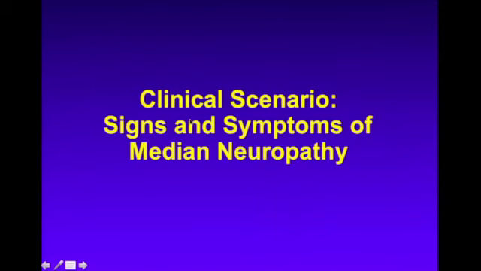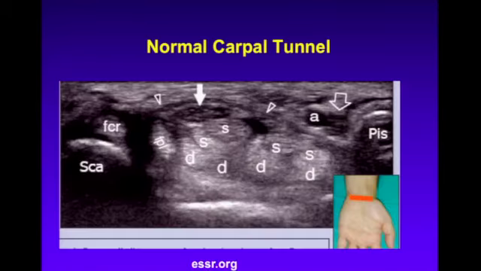So I'm going to run through various clinical scenarios and show how ultrasound imaging can be useful. So the first clinical scenario is a patient who has signs and symptoms of median neuropathy. Now, most of the median neuropathy that we see has something to do with the carpal tunnel, and this is a diagram of where the probe is placed to image the carpal tunnel, as well as showing the anatomy.